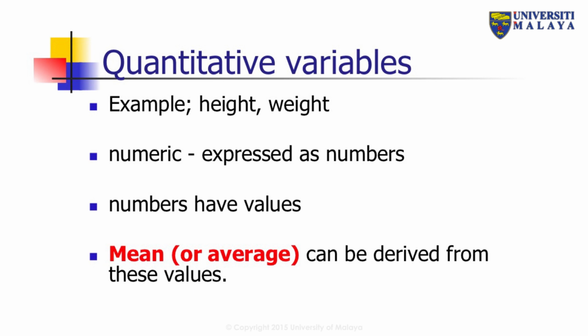Height and weight are examples of quantitative variables. They are called quantitative because their measurements are expressed in numeric form or numbers, and these numbers have values. This means that an average can be derived from these values. A simple example, we want to find the average weight of two respondents. Let us say one respondent weighed about 50 kilograms and the other weighed about 54 kilograms. Therefore, the average weight of these two respondents would be 52 kilograms.